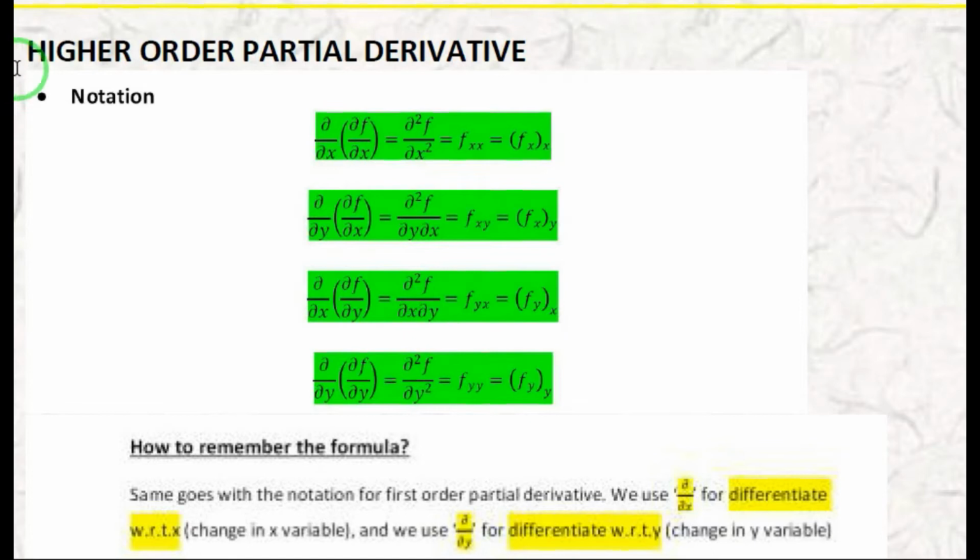Now I'm going to talk about the notations of higher order partial derivatives. As we can see, there are four notations here. So, how to remember the formula? It is the same as the notation of first order partial derivatives, where we use d over dx to differentiate with respect to x and d over dy to differentiate with respect to y.